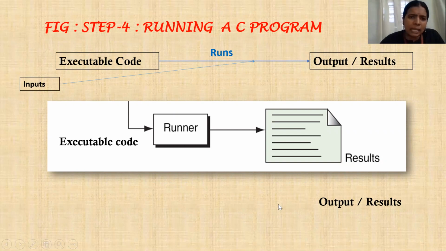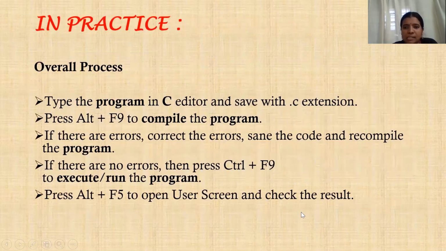But in any of this process, many times we might not get the final output, called results, because of various reasons. And we call those reasons errors. So in the next part of the video, we will also look at errors. But for now, how do you run a program in general?